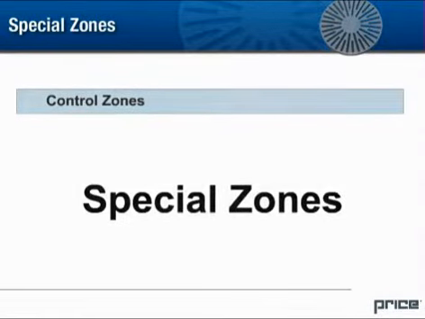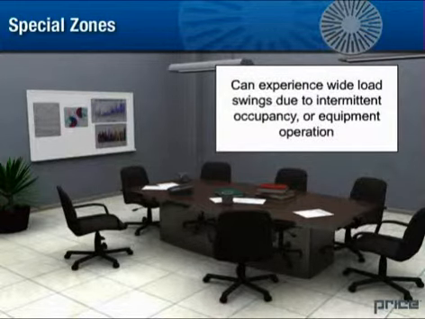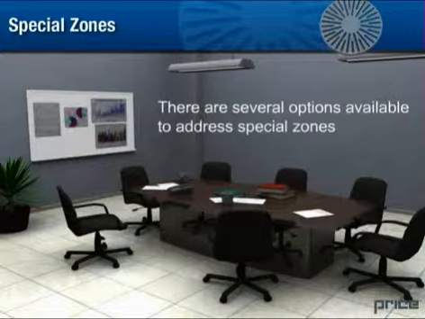Special zones, such as conference rooms, meeting rooms, and interior offices can experience wide load swings due to intermittent occupancy or equipment operation. The air distribution system must be able to satisfy these load swings while maintaining comfort levels in all areas. There are several options available to address special zones.